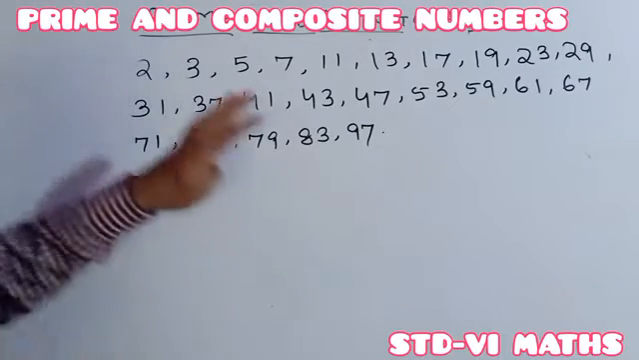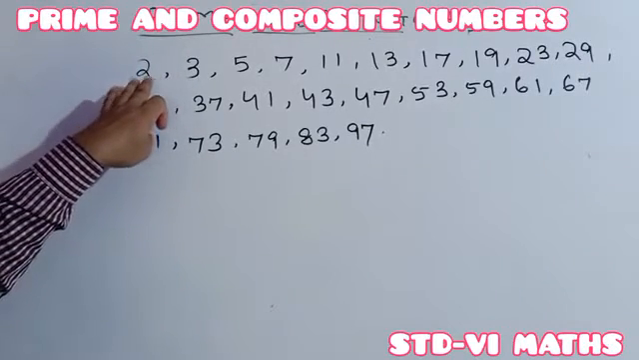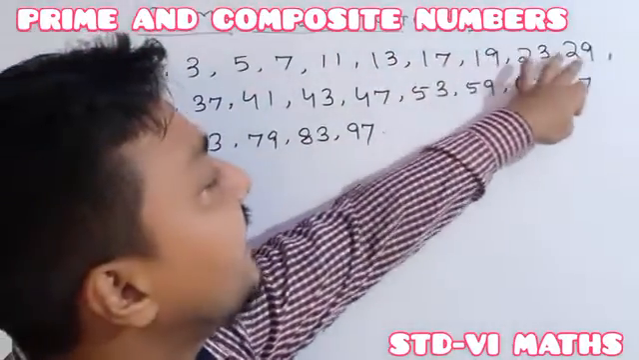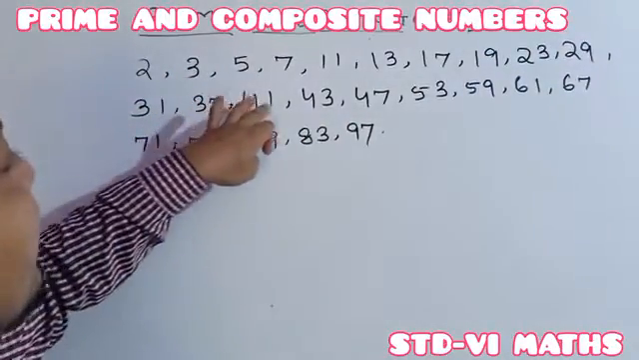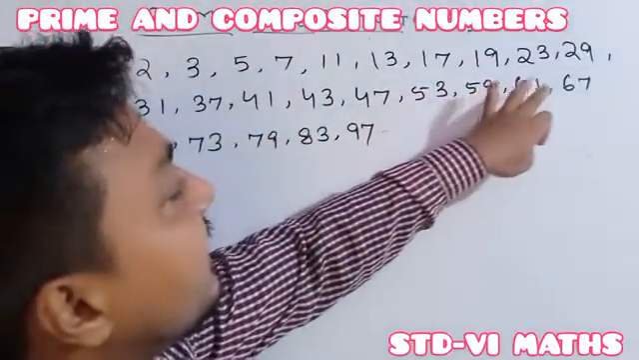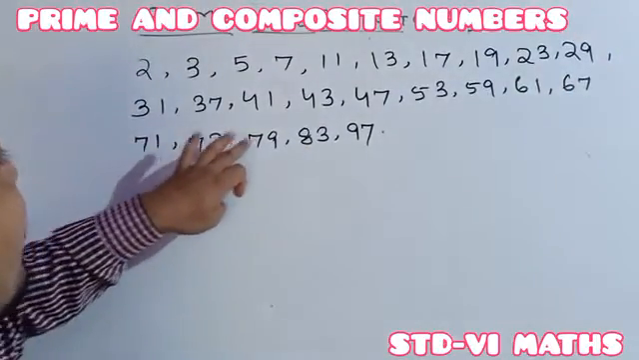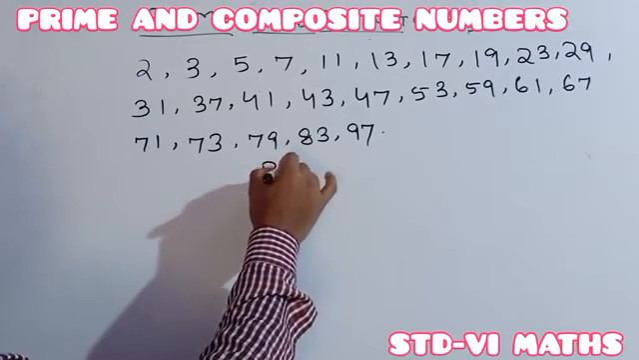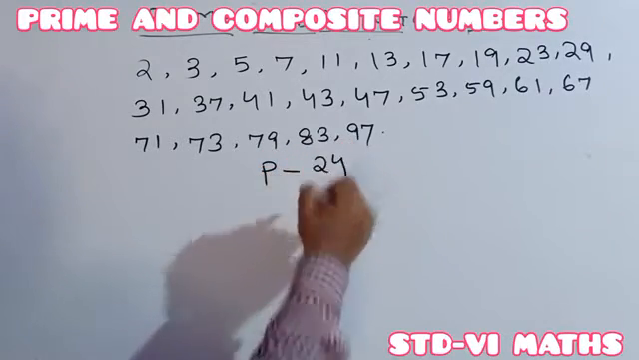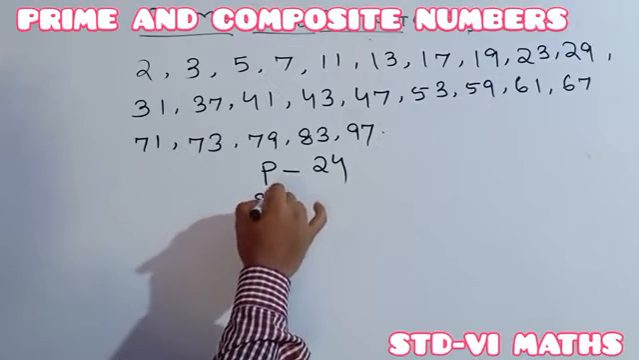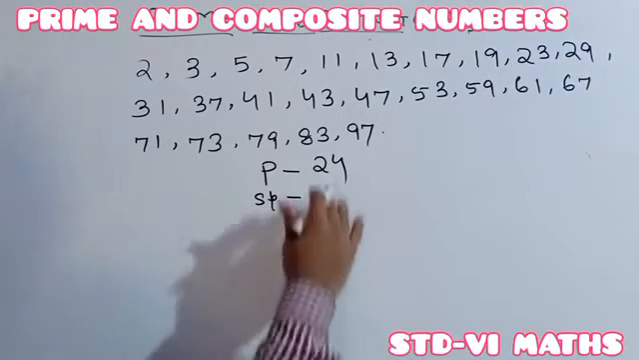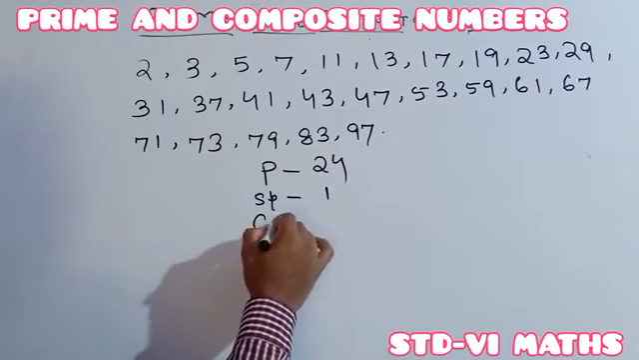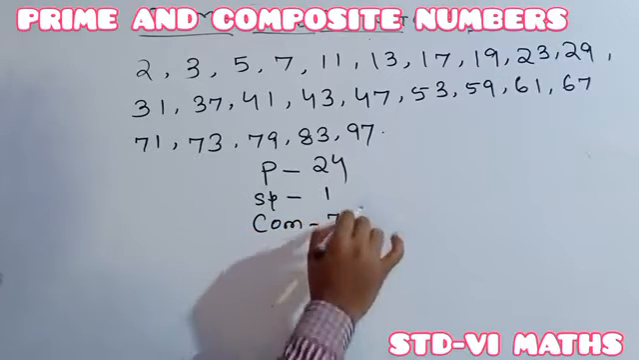See, the total number of prime numbers from 1 to 100 is 24, counting 1, 2, 3, up to 24. So remember, there are 24 prime numbers from 1 to 100, and the special number is 1 in number. So 24 plus 1 is 25 gone. Out of 100, the composite numbers are 75 in number.